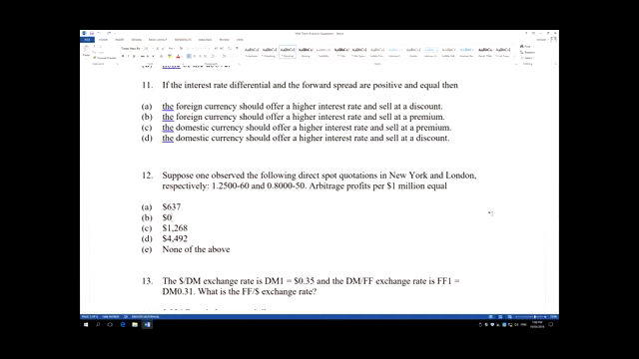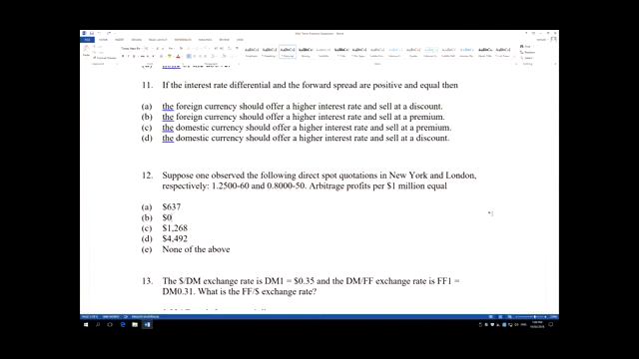Can you see okay? Do you want me to make it a bit bigger? Up the back, can you see okay? Did we get that? Very good.